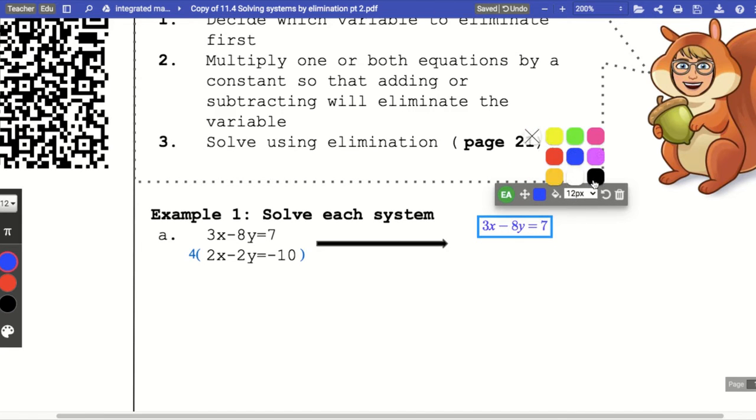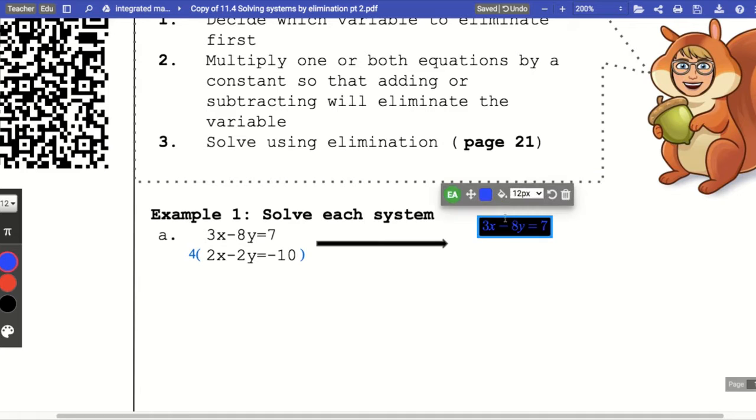And I'm actually going to change that to black so you know that I didn't actually change it. Ooh, that's not what I wanted to do. Okay. There we go. Someday I'll figure it out. There we go. All right.